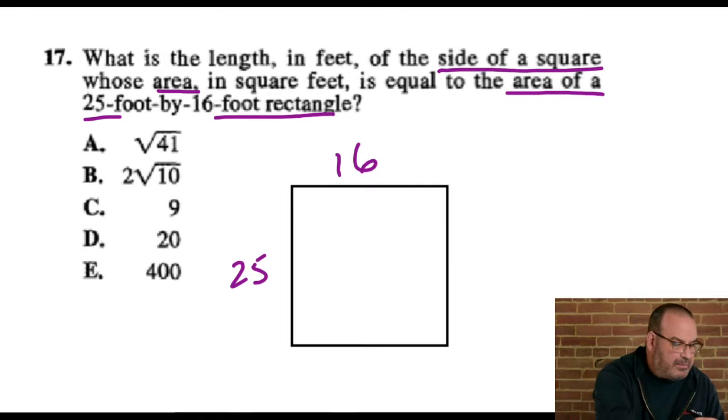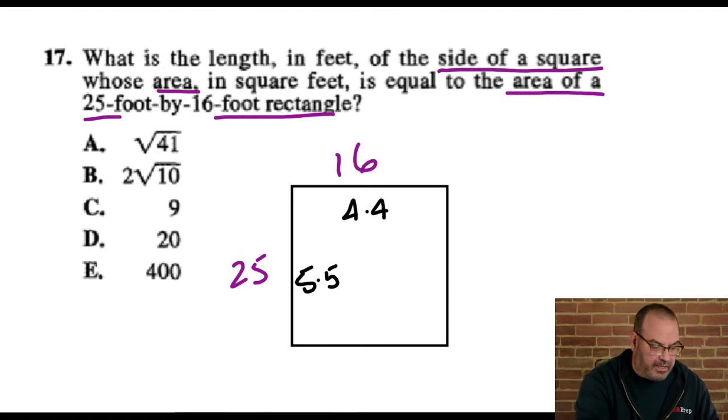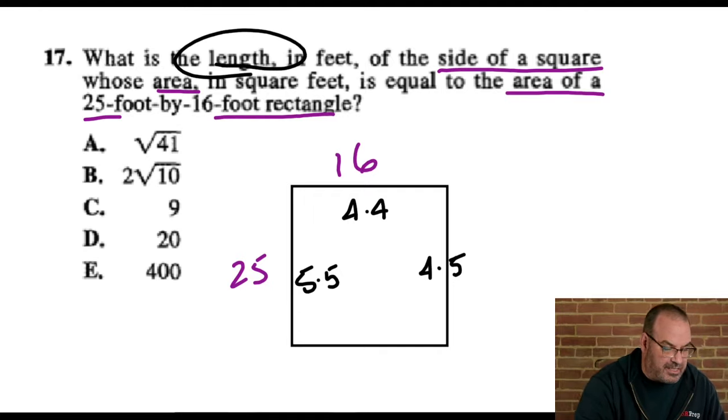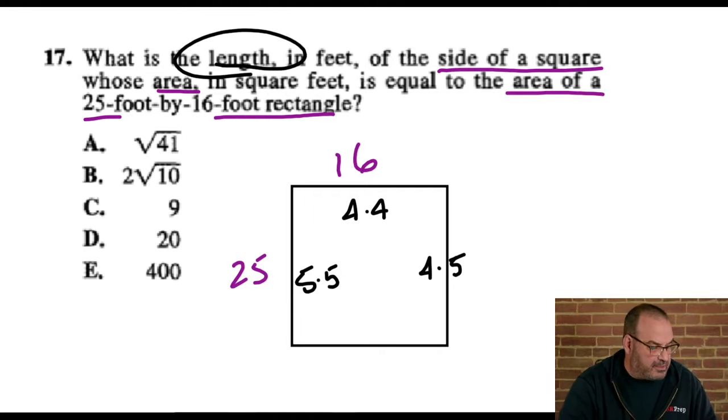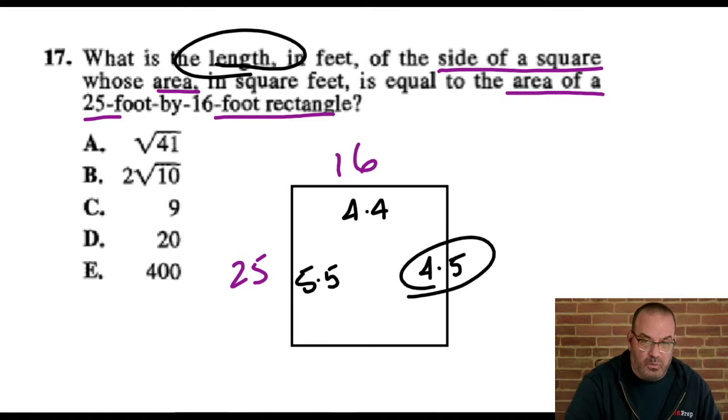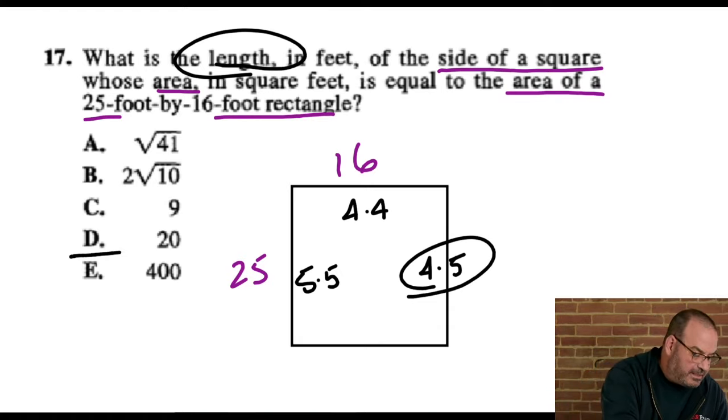I like to play games with the numbers on the ACT. 16 is 4 times 4, and 25 is 5 times 5. So if this square had the same area, its side would be a 4 times a 5. So what is the length in feet of the side of a square whose area is equal to 25 by 16? And that's 20. So that is the length in feet of the side of the square, 20.